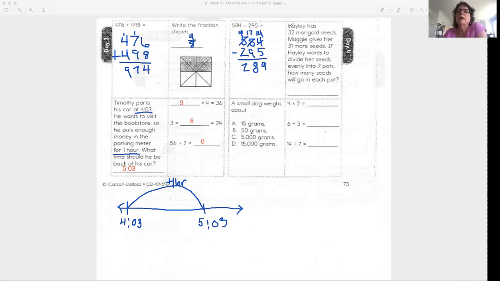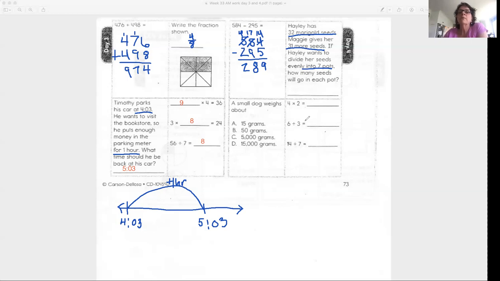Now we have a word problem. It's perfect for this time of year. Haley has 32 marigold seeds. So I'm picturing her having those seeds. Maggie gives her 31 more seeds. So now I know she has more. If Haley wants to divide her seeds evenly into 7 pots, so she's going to put them in pots, if you can picture that, she'll have 7 of them. How many seeds will go in each pot?